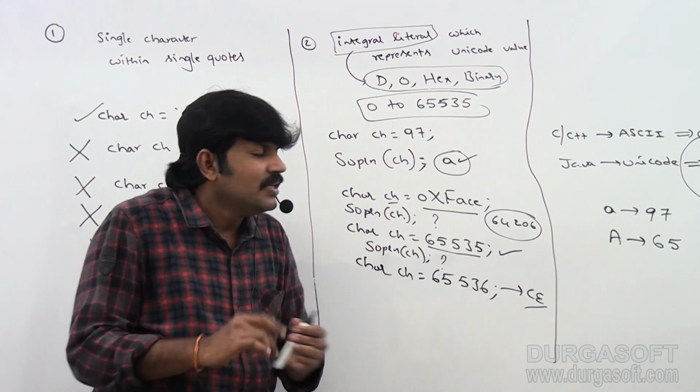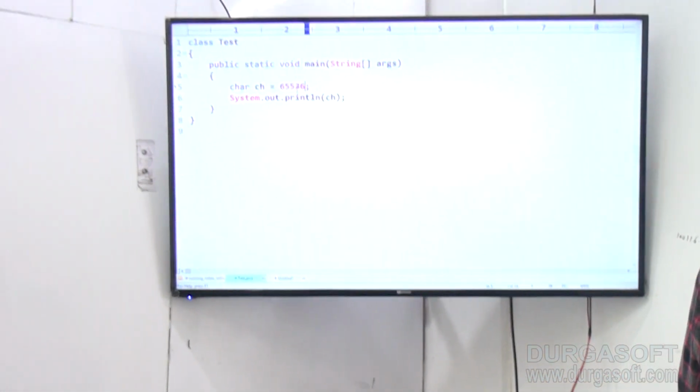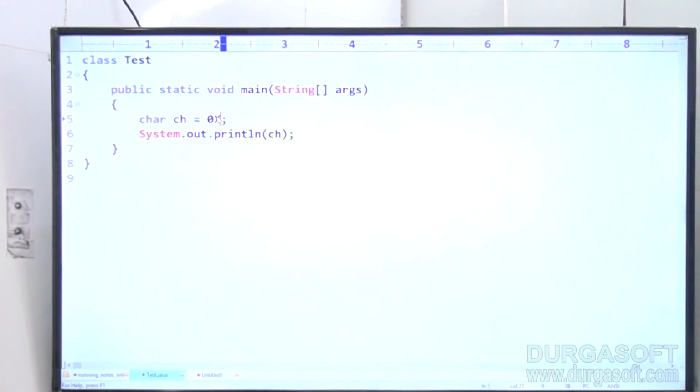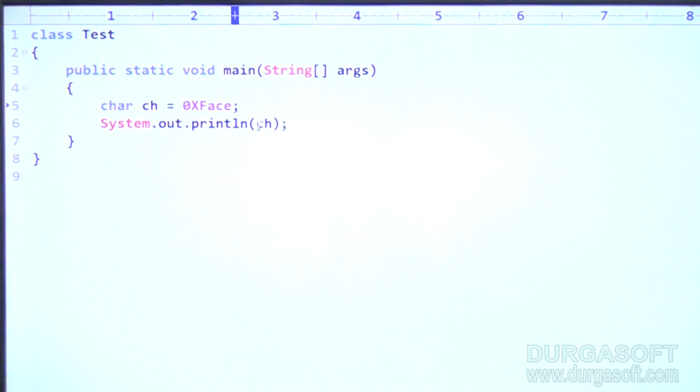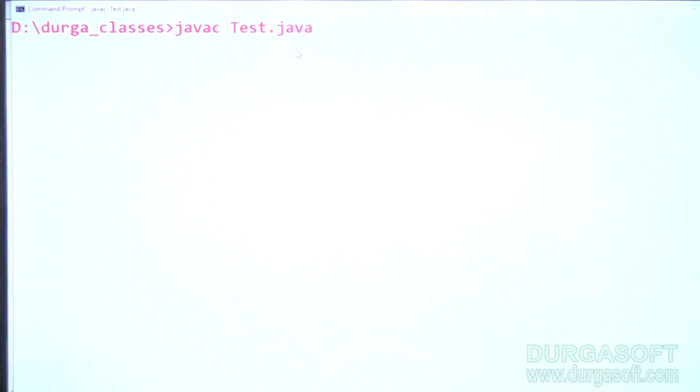Remember carefully. Sir, have a look once. I am taking char ch is equal to 0xFFFF. So what is the corresponding character? Now the code compiles fine. If you are trying to print, what answer did I get? Question mark symbol I got.